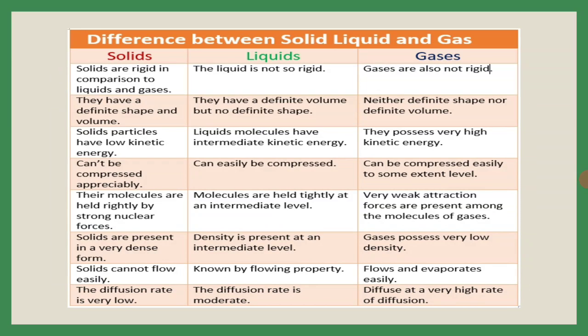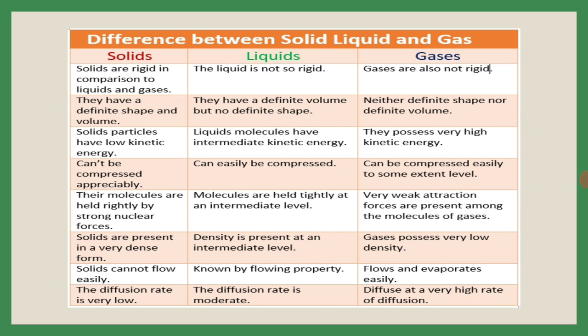Liquids. They have a definite volume but no definite shape. Liquid molecules have intermediate kinetic energy. Liquids can easily be compressed. Molecules are held at an intermediate level. Density is present at an intermediate level. They have a flowing property. The diffusion rate is moderate in liquids.